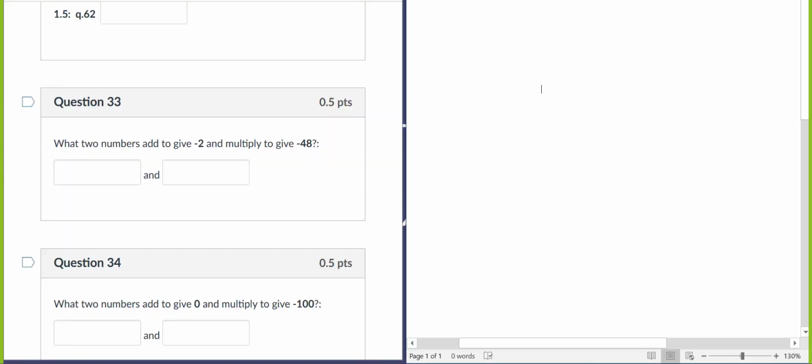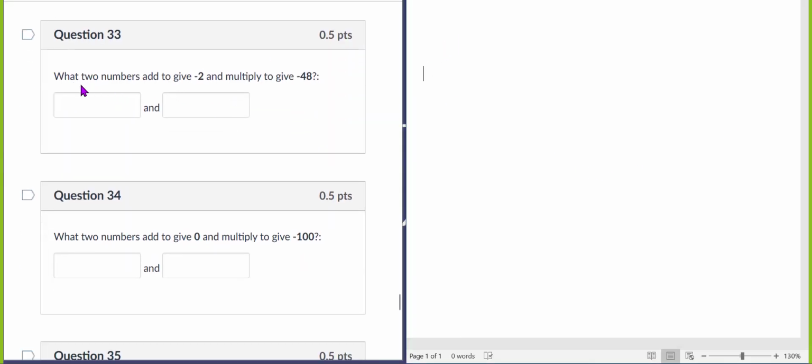Okay, I'm just going to go over these questions with you all. So what two numbers add to give -2 and multiply to give -48? The key to this is, first of all, let's just be clear on what we're trying to do.